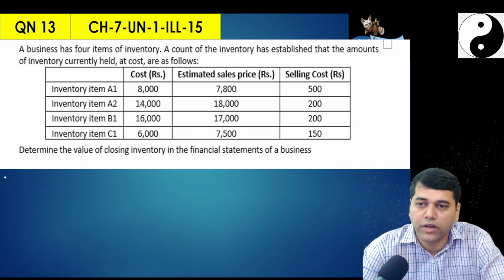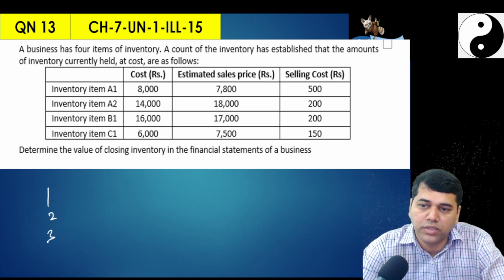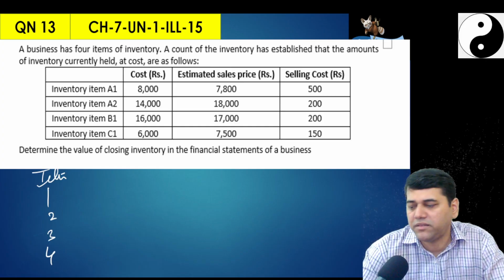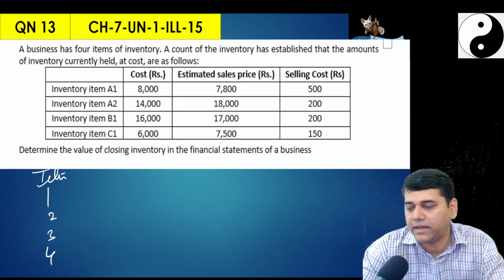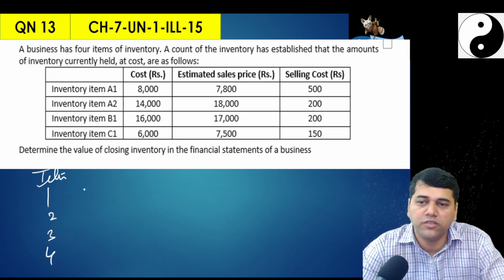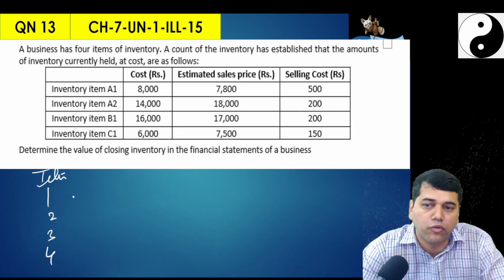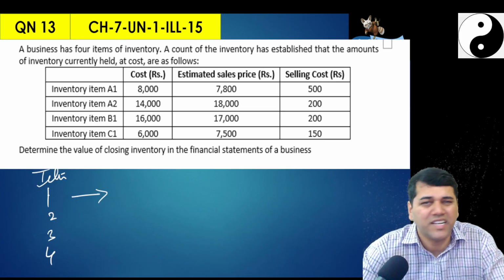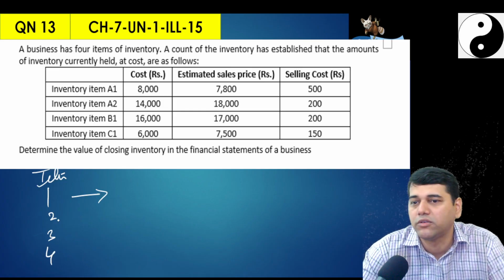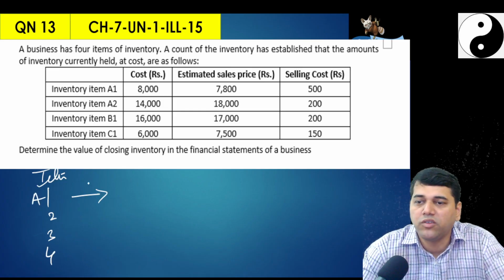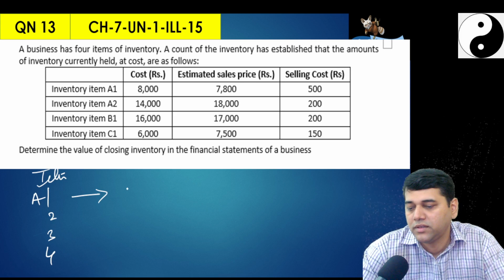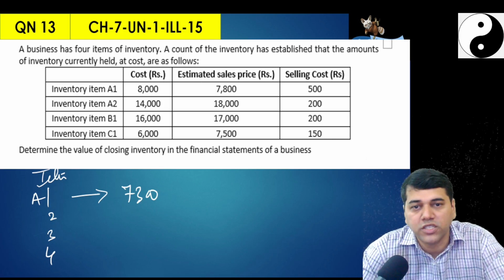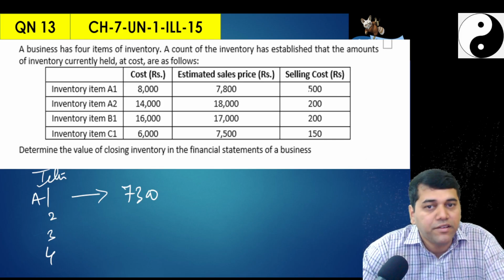So we have got 4 items: 1, 2, 3, 4. Determine. Okay, generally we now write the value, one heading. So what is my value of item 1? We can straight away write, no? Because presentation and all you can look later. Item A1, what is my value? 7,300, which is cost or NRV, whichever is low.